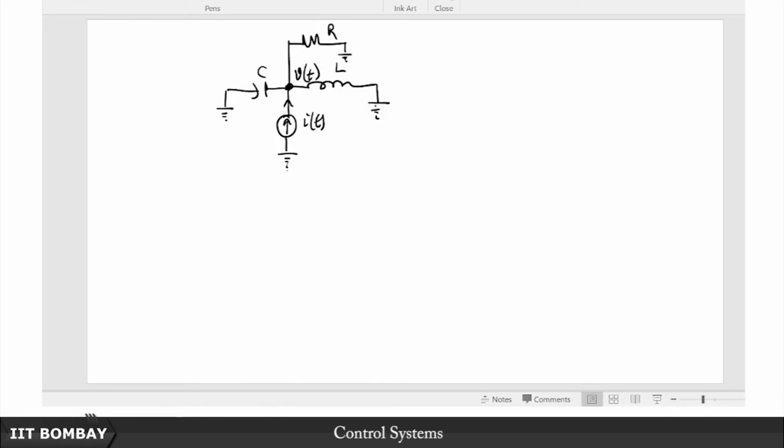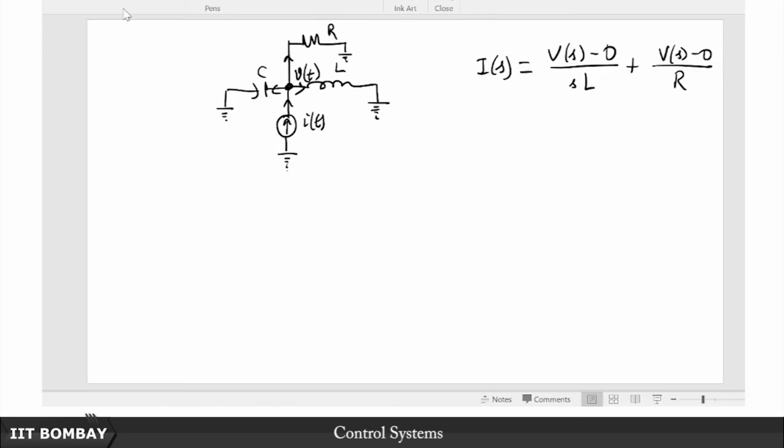Now, if I want to write the node equation in the Laplace transform domain, what should I write? What is basically the sum total of the current flowing into this node? That is nothing but I(S). And what is the sum total of the currents flowing out of this node? So, if this is considered to be at a higher potential with respect to the ground, then the current flowing through this branch is nothing but V, let me write that as capital V instead of small v, because now we are in the transform domain. So, (V(S) minus 0) over SL plus (V(S) minus 0) over R, which is this current, right.